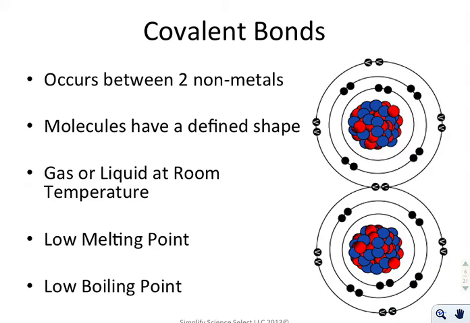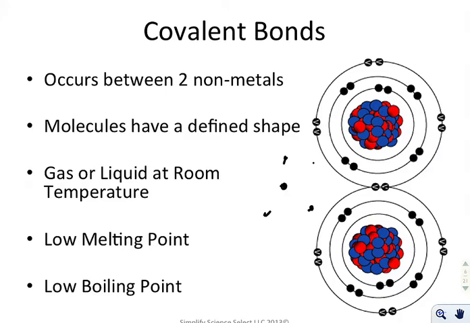The molecules have a defined shape. So in other words, it will be a triangular shape, or it will be a tetrahedral shape, or it will be a linear shape, unlike an ionic compound, which kind of has a diffuse shape and it can change relatively easily.